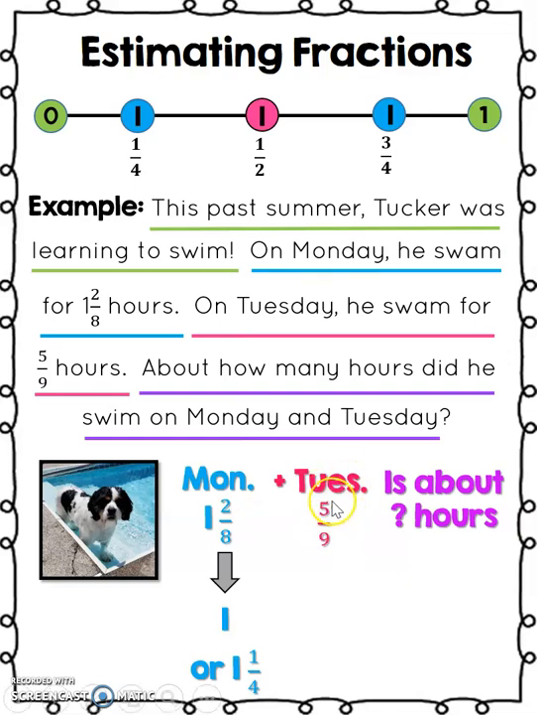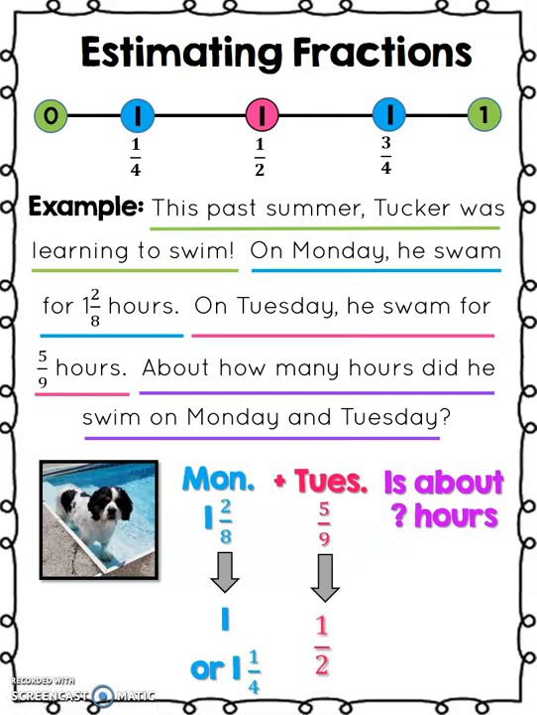Now on Tuesday, 5 and 9 are not basically the same number, so I would say that's not equal to 1 full hour. But if I multiply 5 times 2, I get 10. That is pretty close to 2 times as big, or in other words, 5 is about half of 9, so I would say that Tuesday is pretty close to a half an hour of swimming time.